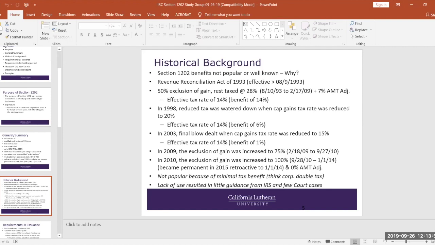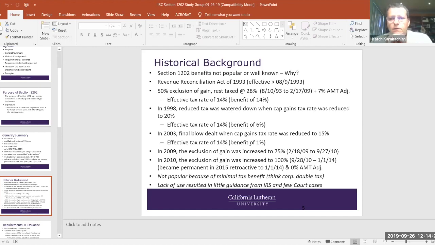Could I ask a question? Go ahead. Yeah, 1202 applies only to the federal, right? Correct. What about the state? Let's say California, that's 10 plus. Is that also?